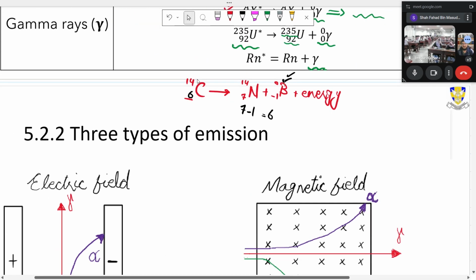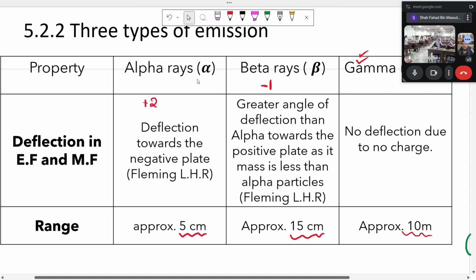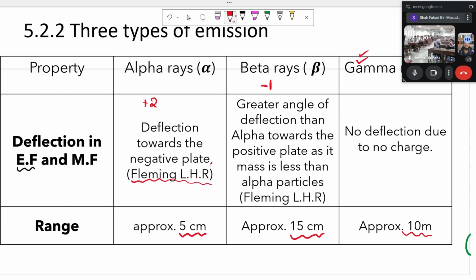So now, beta. Do you guys remember in the last lecture, I said that when we talked about the deflection of the alpha, beta, and gamma particles in the electric field, alpha particles are positive, so they move to the negative plate. The Fleming left-hand rule applies for the magnetic field. So I'm explaining the deflection in the electric field, and along with that the deflection in the magnetic field, because I'm clearing this up ahead. Similarly, beta is a negative charge.